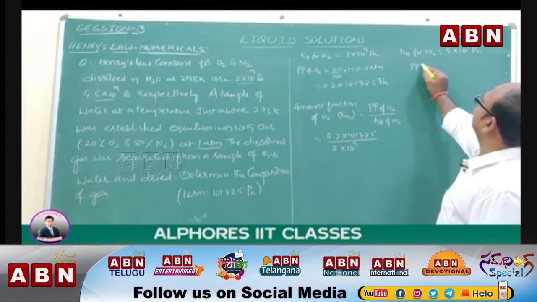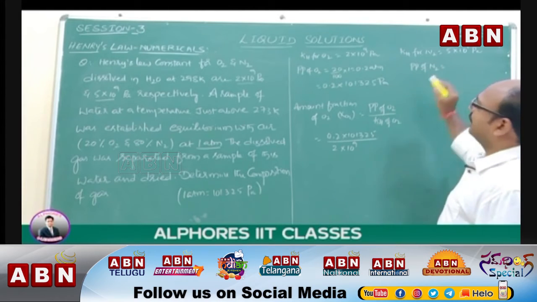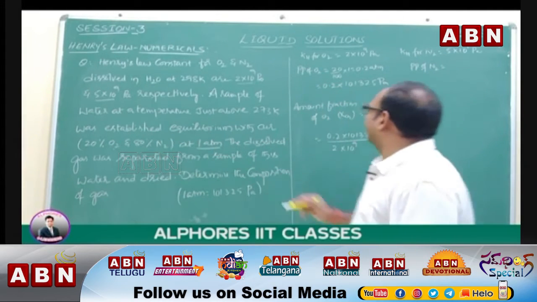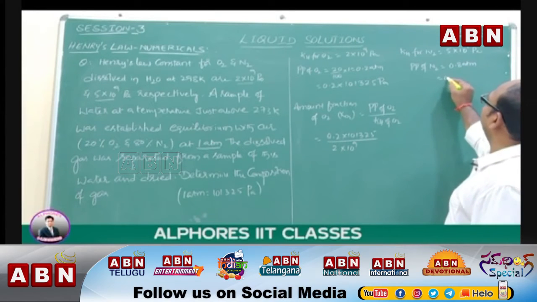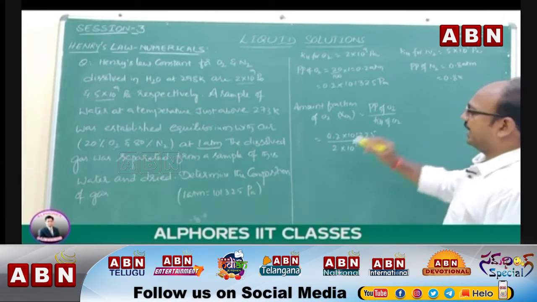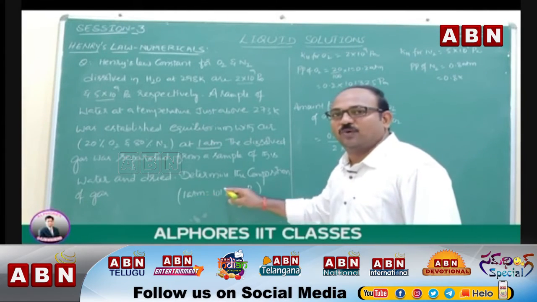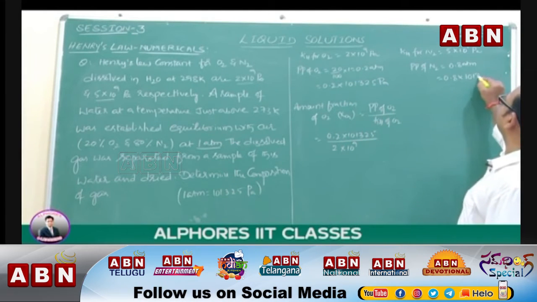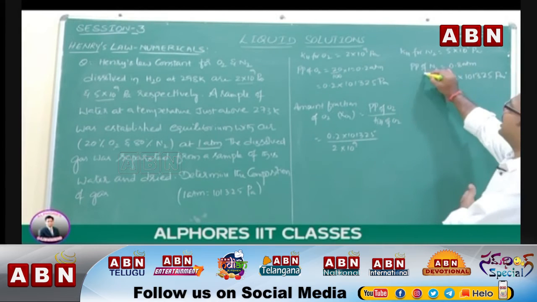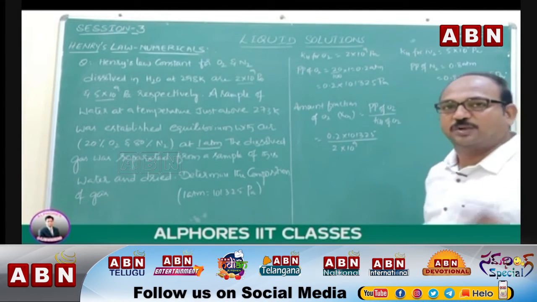Similarly here, partial pressure of nitrogen, 80% of 1 atmosphere, that is 0.8 atmosphere. Again we need to convert it to pascals. Again 1 atmosphere is 101.325 Pascal. 0.8 into 101.325 Pascal. So here also we know partial pressure of nitrogen and Henry's constant both.